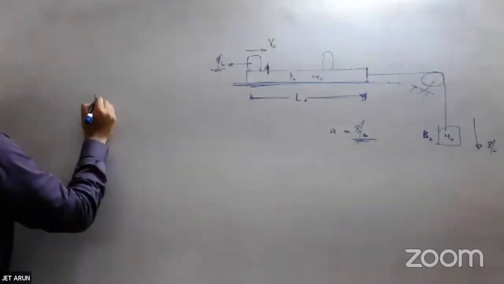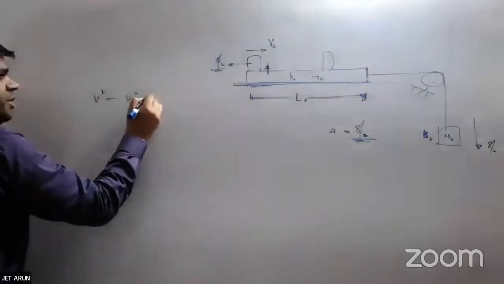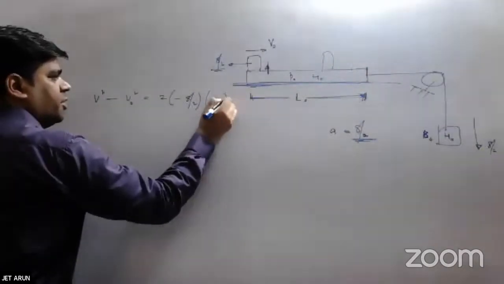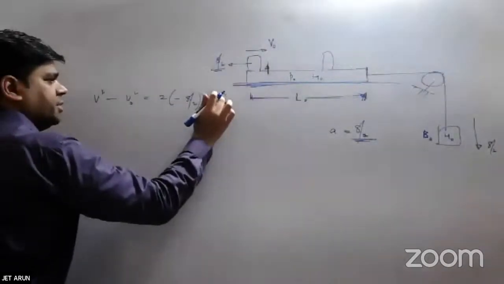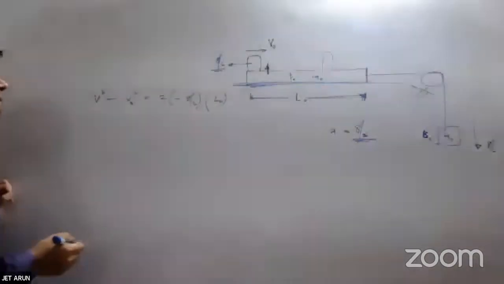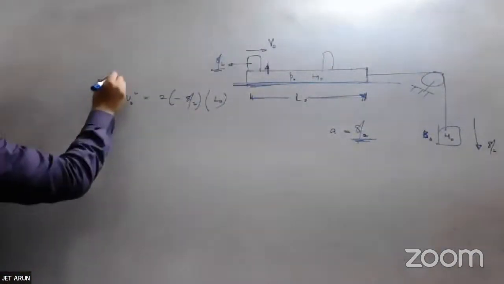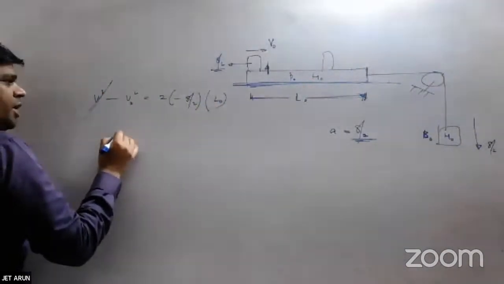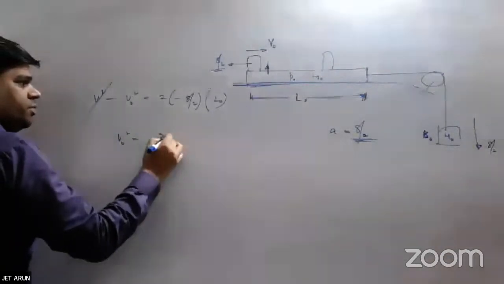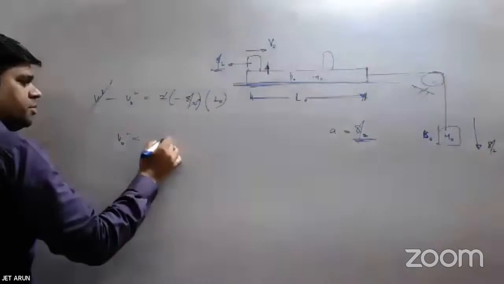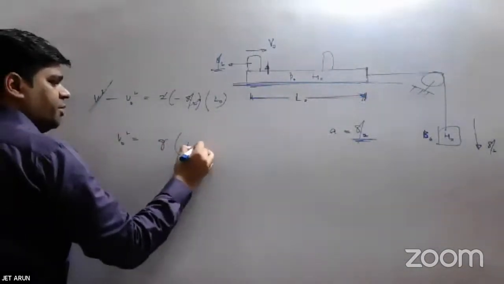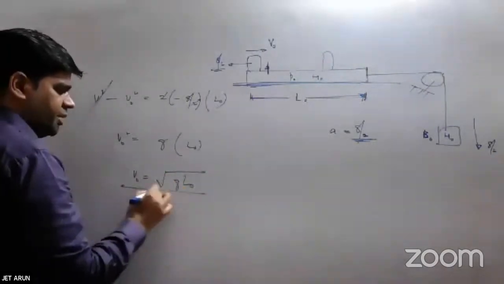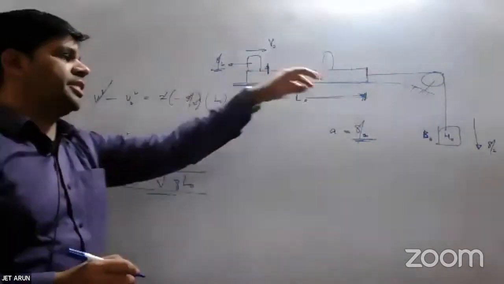So v square minus v naught square is equal to 2 into minus g by 2 into L naught. The equation is v square minus u square is 2as, again a kinematic equation. So final velocity is to be 0 at x is equal to L naught. It should become 0. So I'll have v naught square is equal to, 2 gets cancelled out, g into L naught. So v naught is equal to root of g L naught. So that is the minimum velocity required for the particle to reach the other end of the plank.